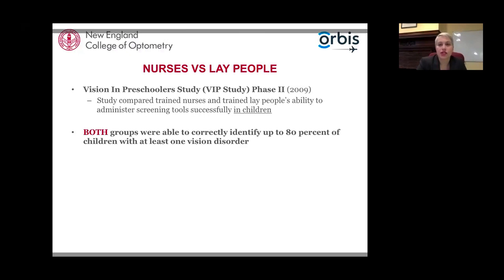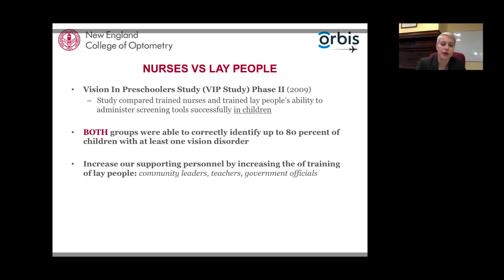Again, I want to stress that this is in children, so it can't be applied directly to adults, but let's consider that maybe adults are a little bit easier to test than pre-verbal or just newly verbal children. So we can see that this would also be quite successful in adult screening as well. So we need to start increasing our supporting personnel by increasing the training of lay people as well as those supporting ophthalmology through allied health. So allied health professionals getting out there and training community leaders, teachers, government officials, the people who are really setting an example in communities.